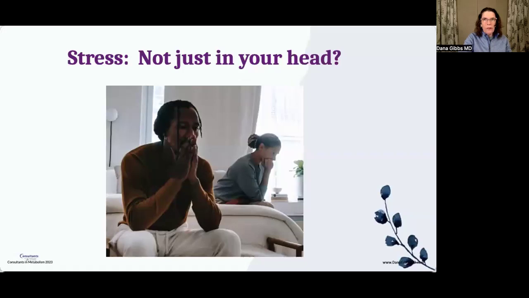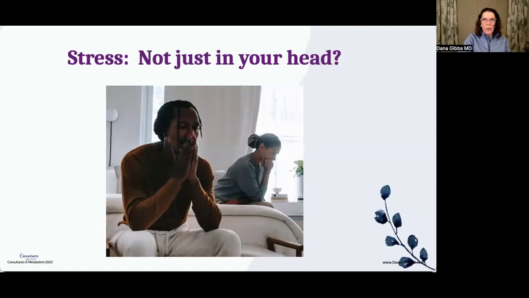So stress. Is it just in our heads? No, actually, it is not. This is the final topic that we haven't really covered yet about how your blood sugars can be stressed and your insulin levels can be affected by stress.